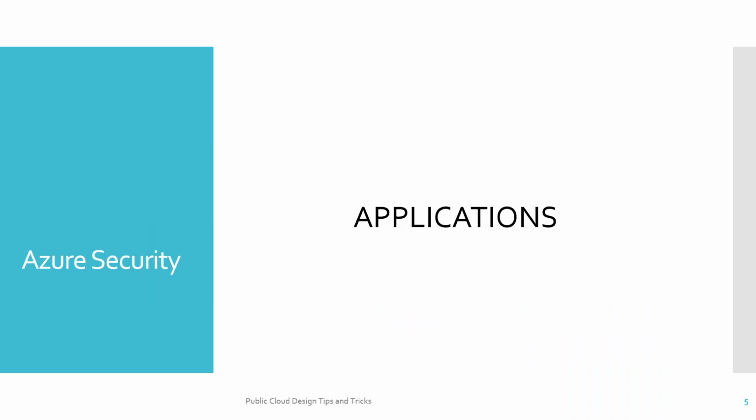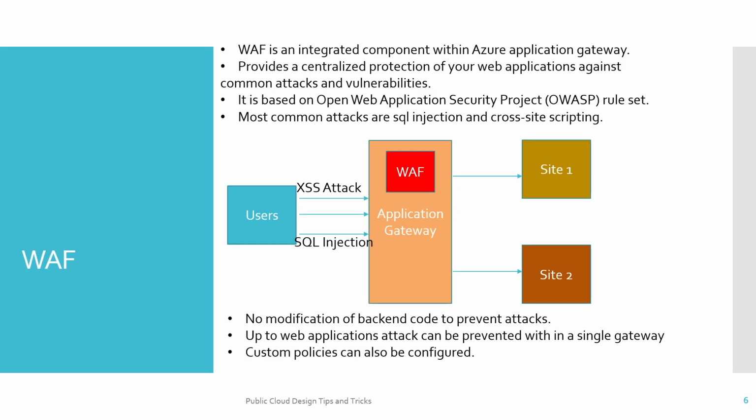Now coming to Azure security, and as I have already mentioned, I will be covering application security in this session. So let's start with WAF. WAF stands for Web Application Firewall. WAF is an integrated component within Azure Application Gateway. In one of the previous topics, we have already discussed what an Azure Application Gateway is. Azure Application Gateway is a layer 7 load balancer that deals with routing the request to the backend services or the backend applications, you can say.